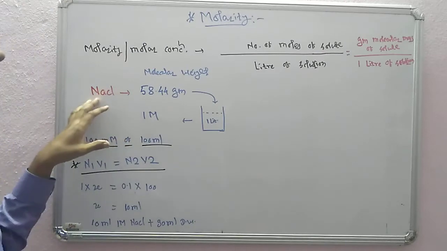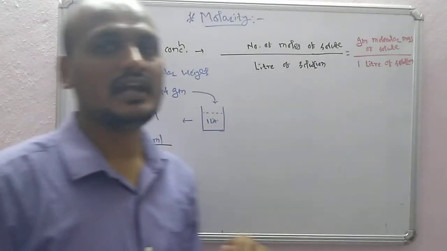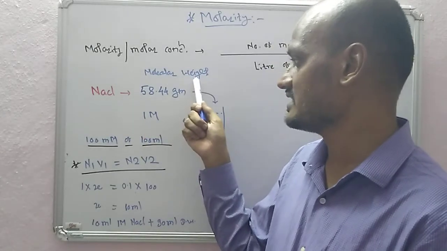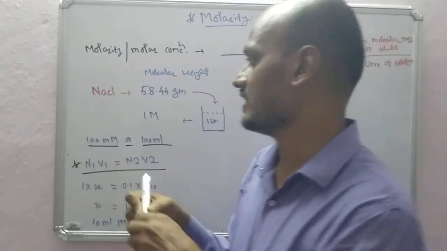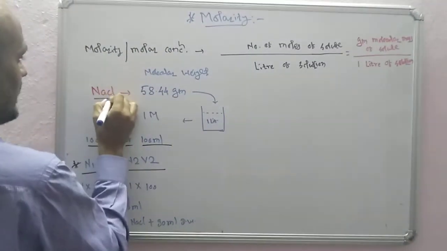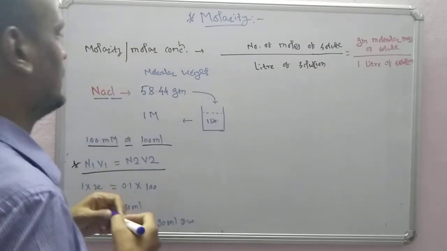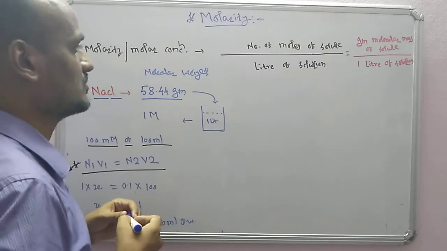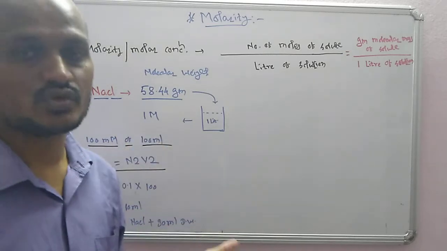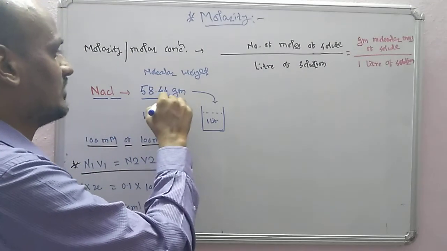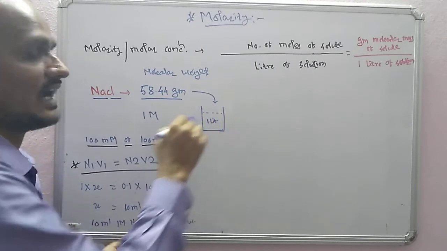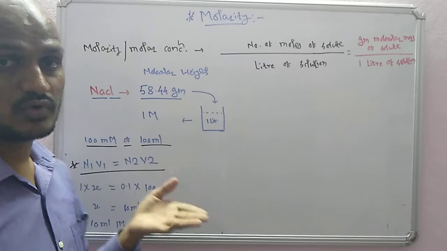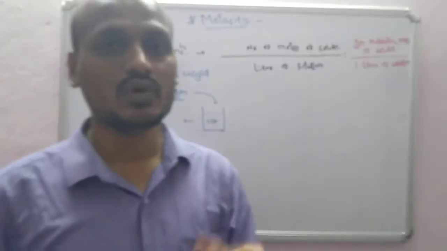For example, we have this NaCl, sodium chloride, and now we want to know its molarity. How much is the molecular weight of this NaCl? We take the molecular weight of Na, sodium, and the molecular weight of chlorine, and if you add that, we get 58.44 gram. So this is the molecular weight of sodium chloride. You take 58.44 gram of this sodium chloride, add it to 1 liter of water, and we get a 1 molar solution.